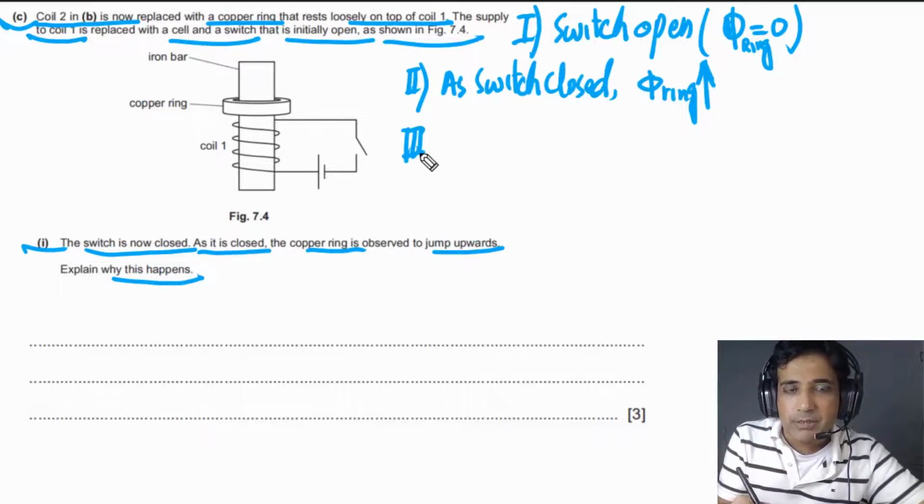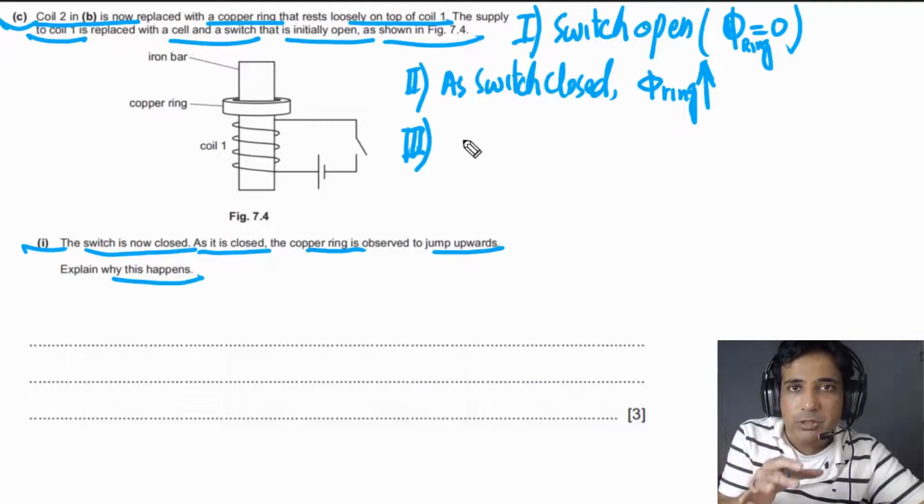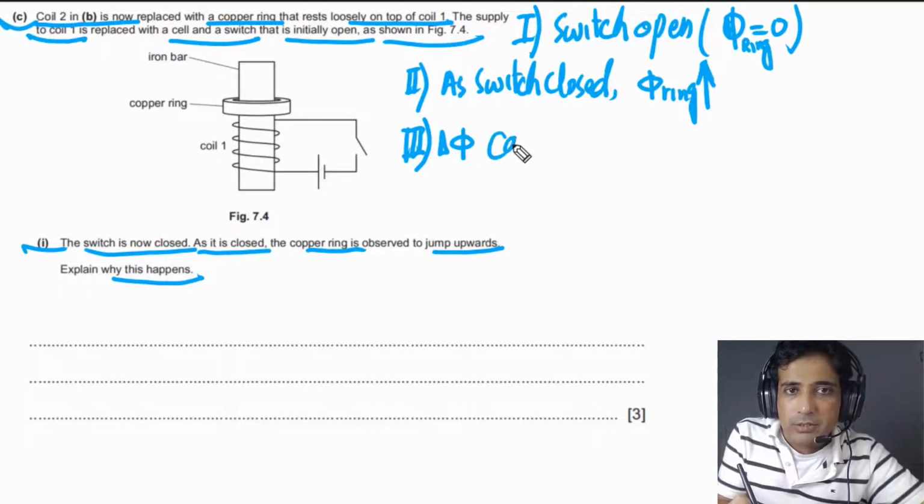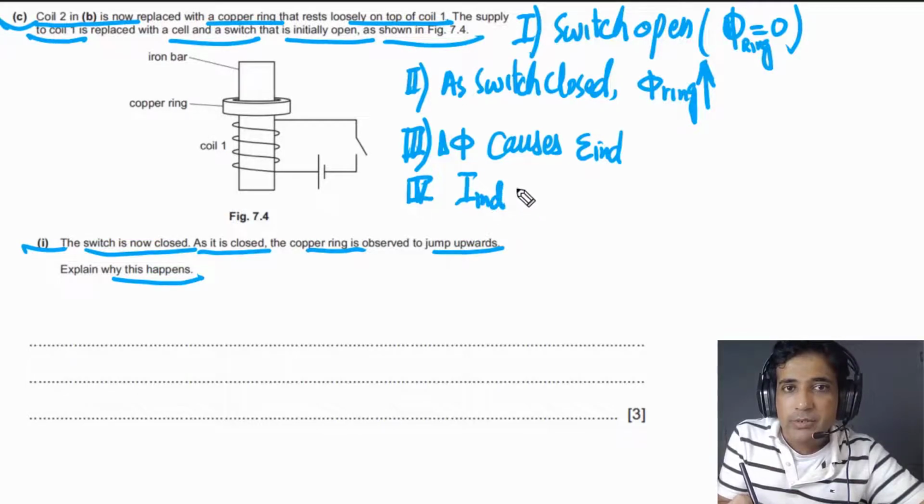So simply we can write down the third stage. As magnetic flux changes, the change of magnetic flux will cause induced EMF in the ring. Changing magnetic flux causes induced EMF, and induced EMF in the ring will cause induced current. So that will cause induced current in the ring.